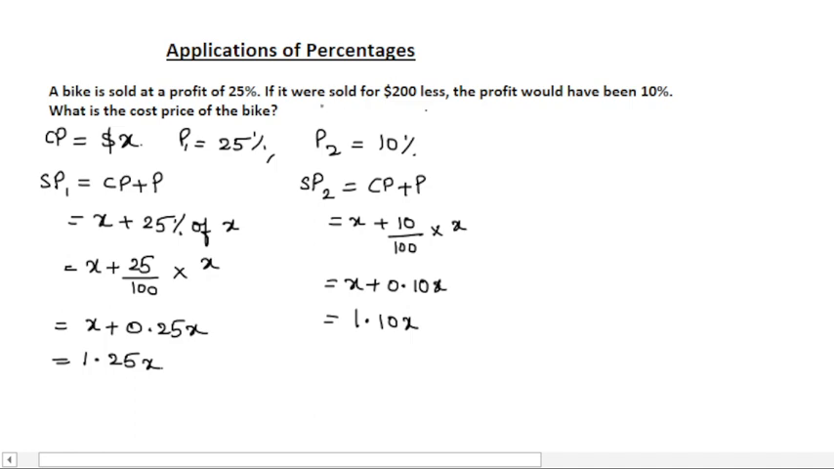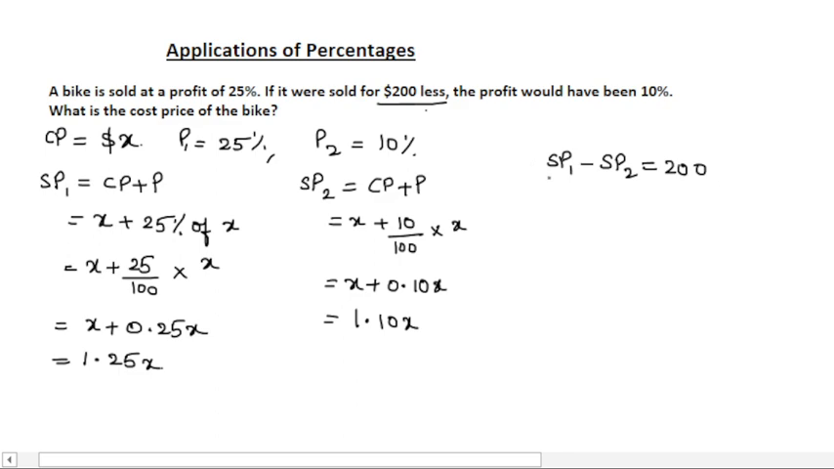Let us turn back to the question again where they are talking about this condition. So if it was sold for $200 less, it means as compared to the previous selling price, it was sold for $200 less. What does this mean? This clearly means that the difference between the two selling prices is $200. So let us translate this to a mathematical equation here. SP1 minus SP2 gives me 200, because the difference between the two selling prices is 200.